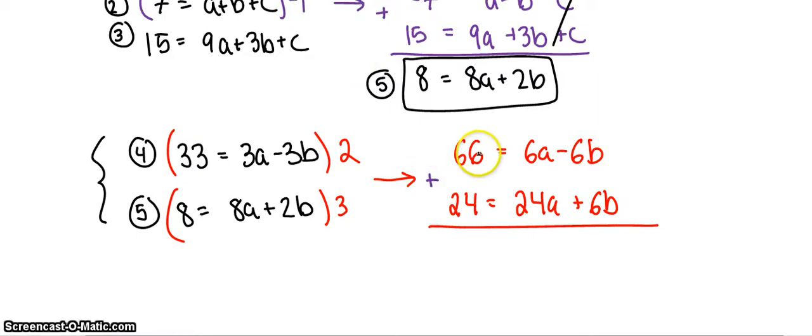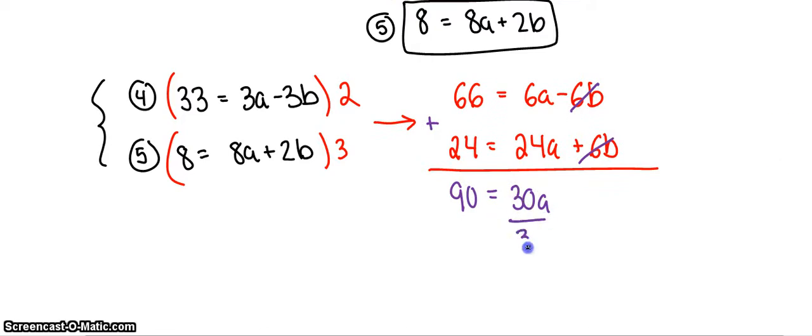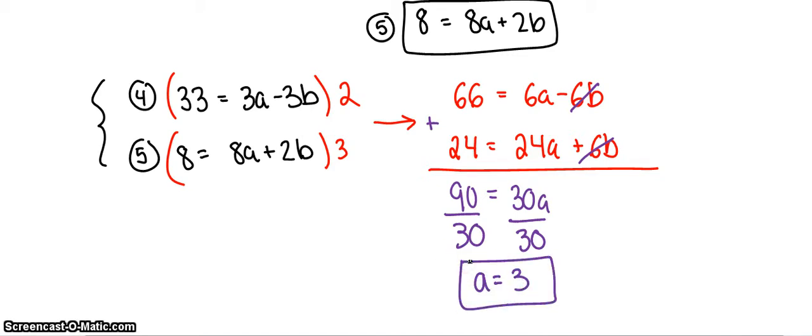Whew, it's a lot of work, right? Okay, so 66 and 24 is going to give me 90. 24a and 6a is going to give me 30a, and my b's cancel. To get a alone, I want to divide both sides by 30. So 90 divided by 30 is going to give me 3. So a is 3. Okay, so now I've solved for a.